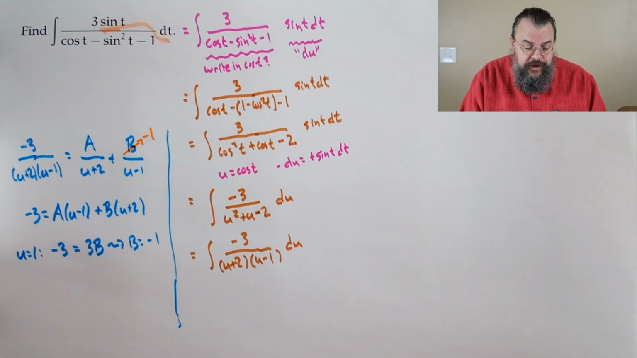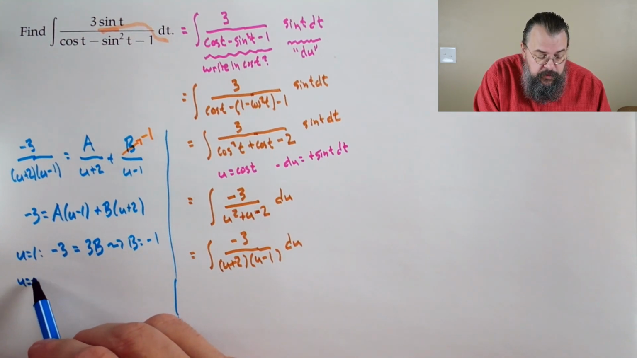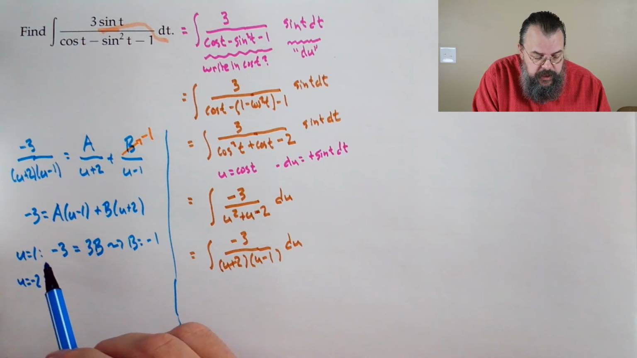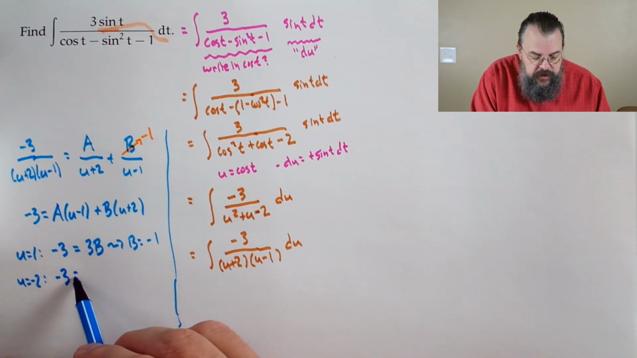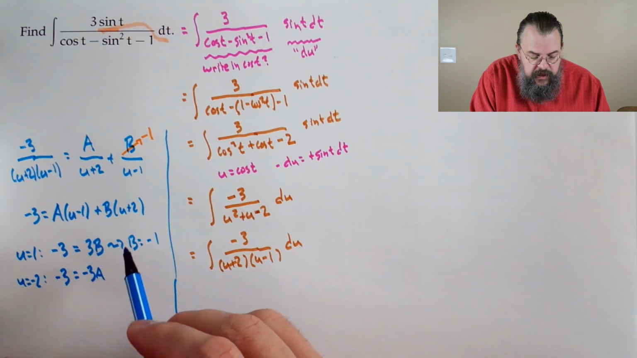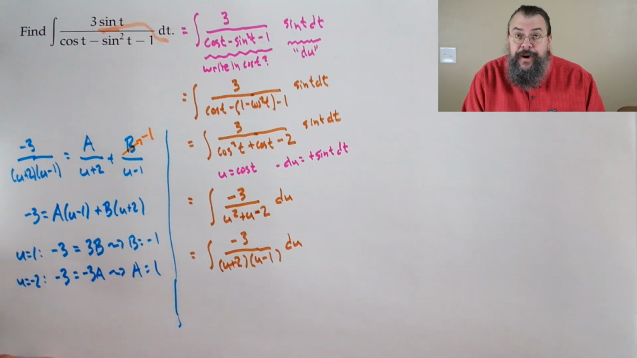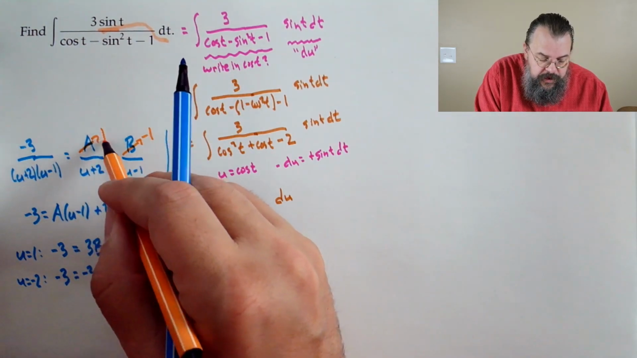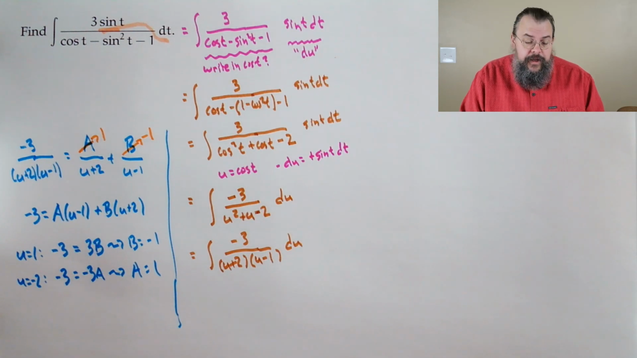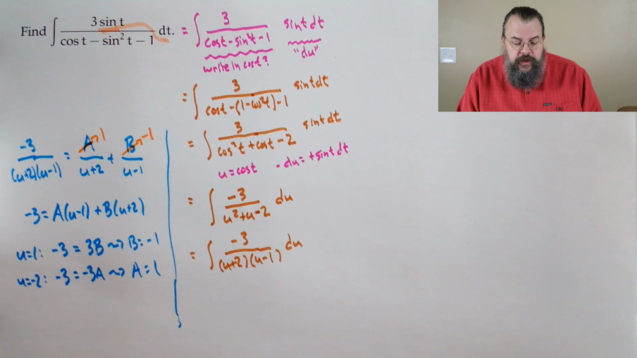And another good choice, minus 2 looks pretty good, right? Because that would knock that term out. So choose u equals minus 2. We're going to get minus 3 on the left, and minus 2 minus 1 is minus 3A, and that term goes away. So that says A is plus 1. All right, great. Well, we're almost there, right?